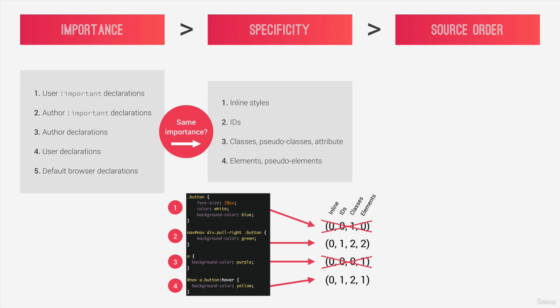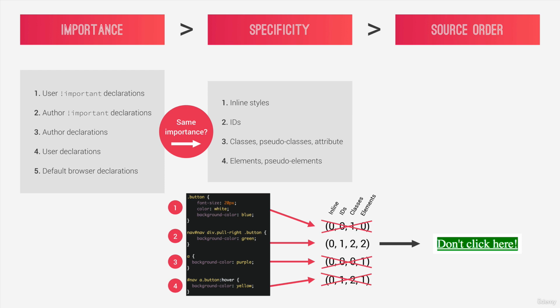And finally, in the elements category, the selector 2 has a 2, while the selector 4 has only 1. And so we have a winner here. The selector number 2 is the most specific selector of all, and so it will give our button a green background. The value of the winning declaration is called the cascaded value, because it's the result from the cascade.